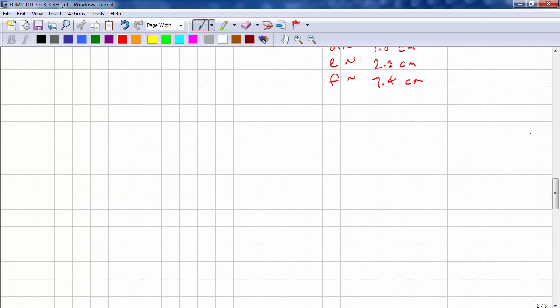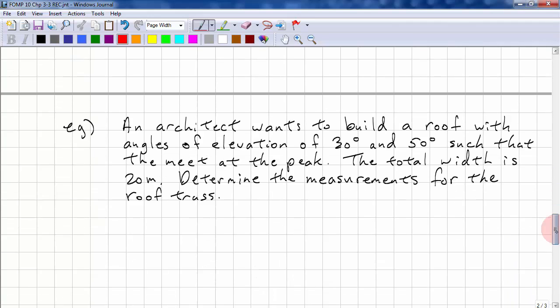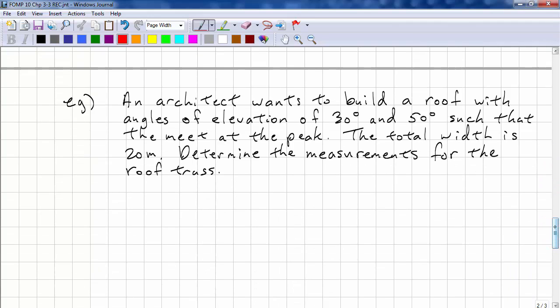Let's look at the last problem. It's the hardest problem. An architect wants to build a roof with angles of elevation of 30 degrees and 50 degrees, such that they meet at the peak. The total width is 20 meters. Determine the measurements for the roof's truss.